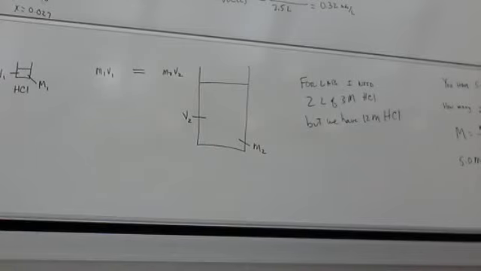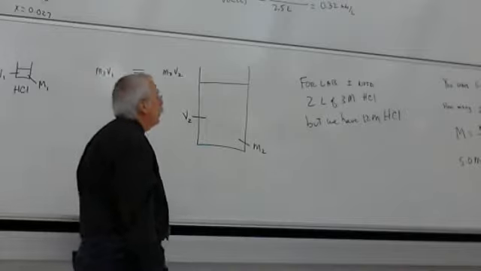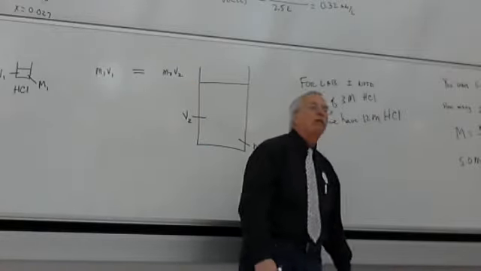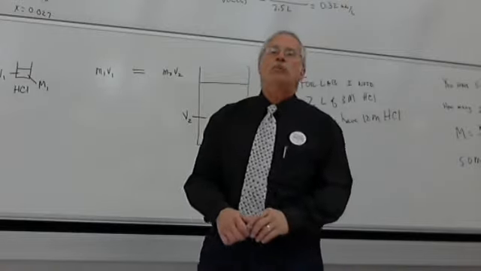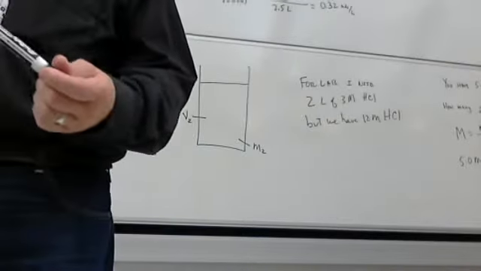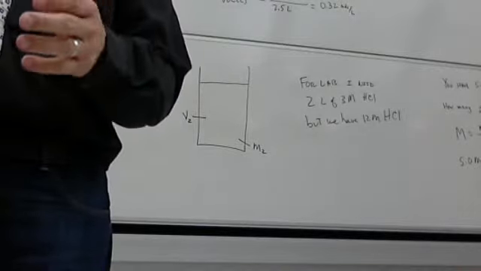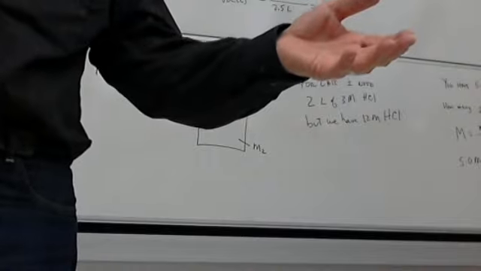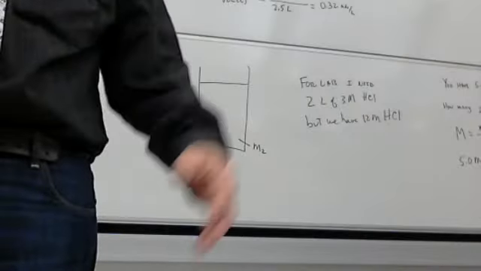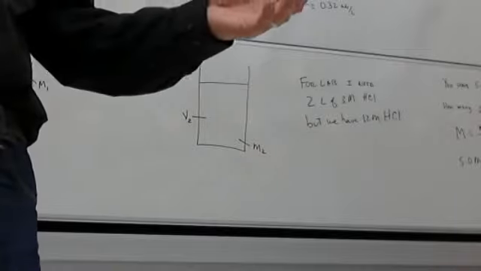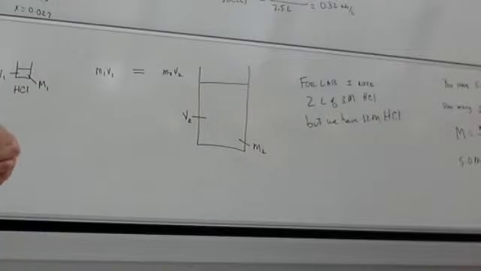So, I'm given a problem like this. For the lab, I need 2 liters of 3 molar HCl, but we have 12 molar HCl. Now, what you have to do when you're faced with a problem like this is ask yourself the question, what's happening here? How am I going to go from 12 molar to 3 molar? I'm going to add water. Water, solution, and that's a dilution.